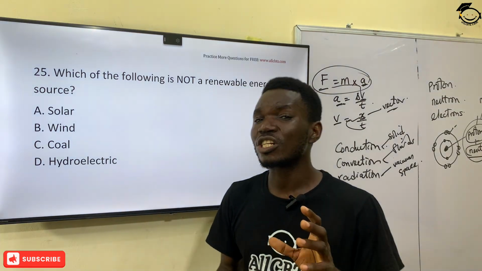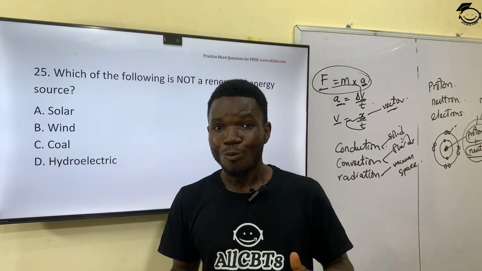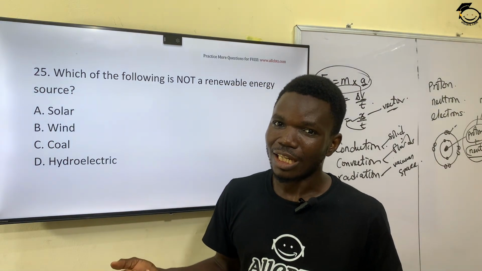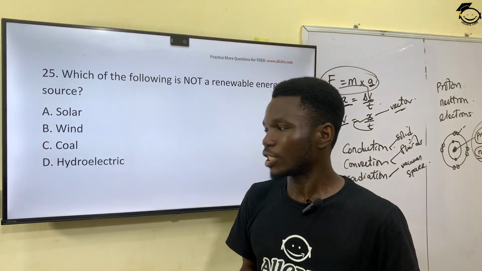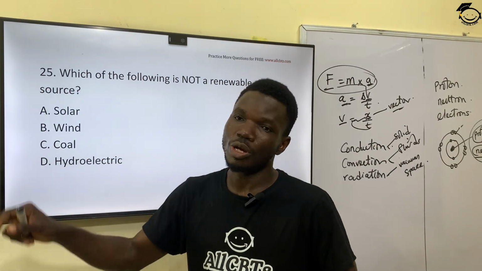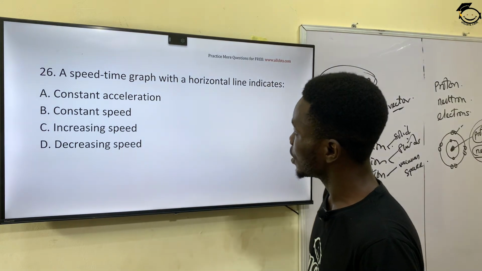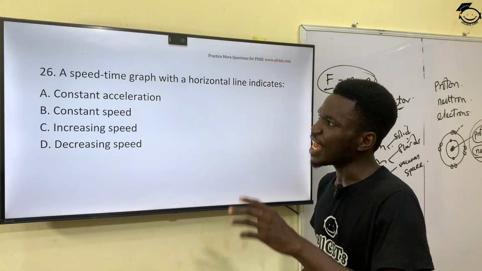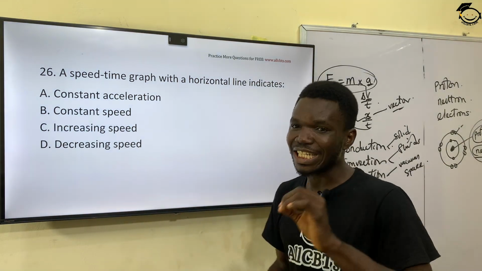So the one that is not easily replenishable, that is not a renewable energy source, is coal. When you use it up, that is it. You cannot turn the ashes back to coal and replenish it. So it is non-renewable, and that is option C. So that is question number 26, which says a speed time graph with a horizontal line indicates dash.